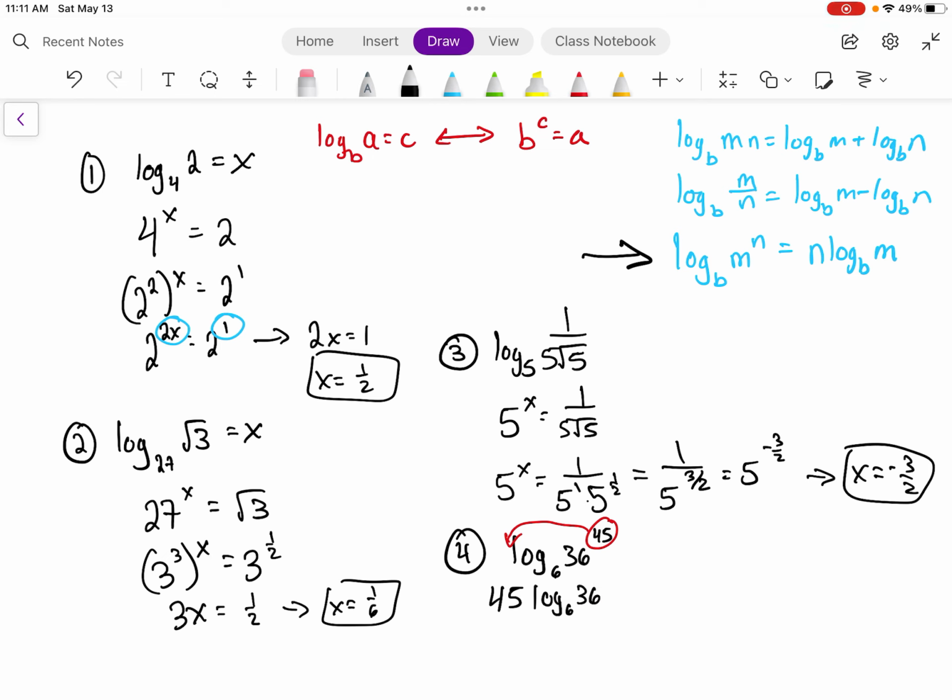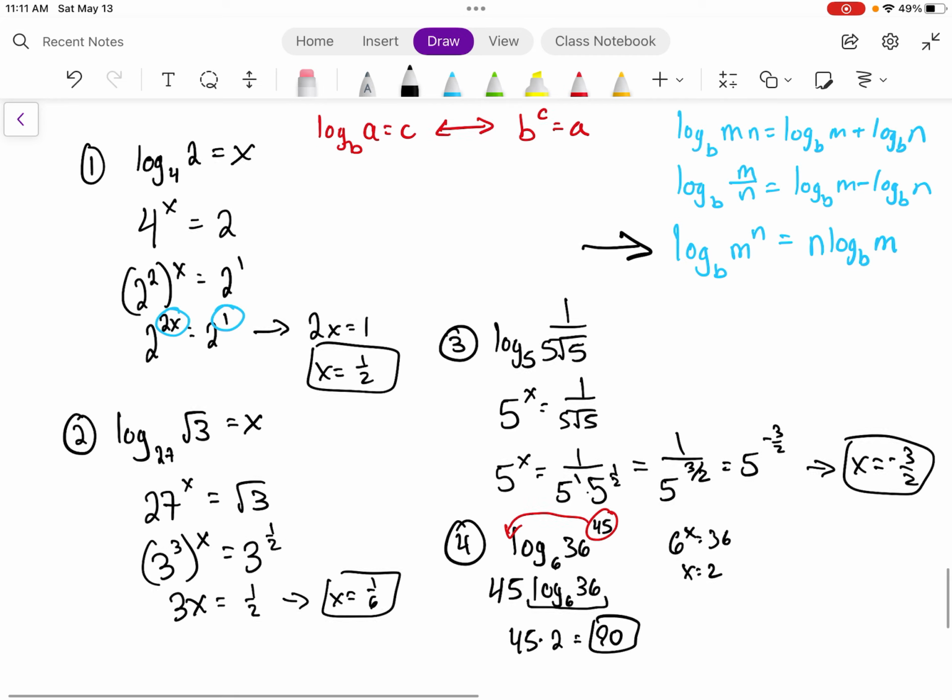Let's sort of ignore that 45 now and just consider this last bit here. Remember, that's really saying 6 to what power gives me 36? And of course, that answer is 2. If I'm just trying to simplify that, that means 6 to the x equals 36, or x equals 2. So this is going to be 45 times 2, and that's 90. 90 would be my answer.